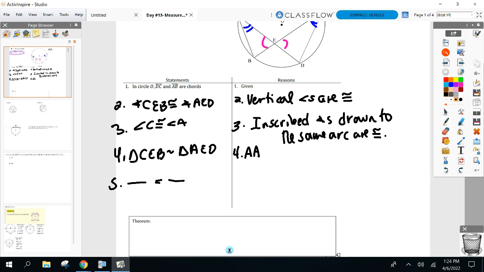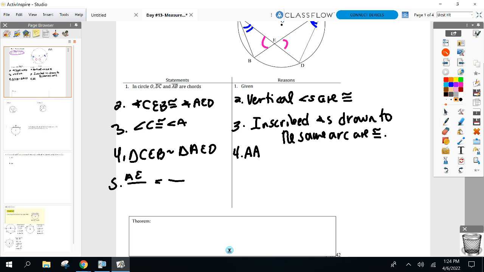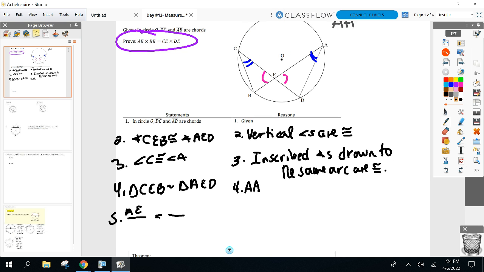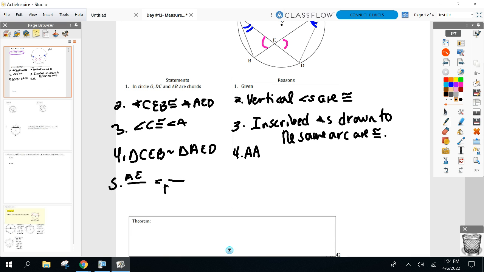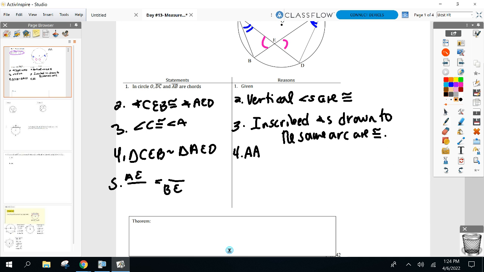So AE, it's got to go somewhere. But remember, I need to multiply that with BE. So it can't go underneath, can't go to the right. It's got to go diagonal. Because that's how I solve proportions, cross multiply. So AE, BE's got to go here. They're your extremes. And then CE and DE. Means and extremes are our last reason for the proof statement.